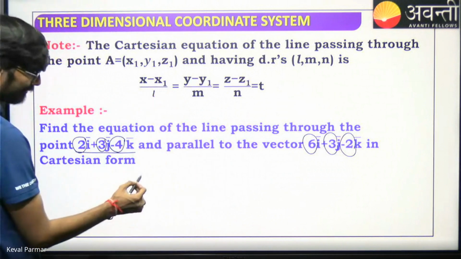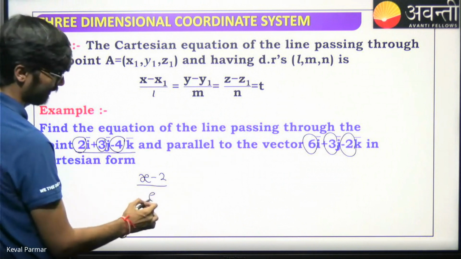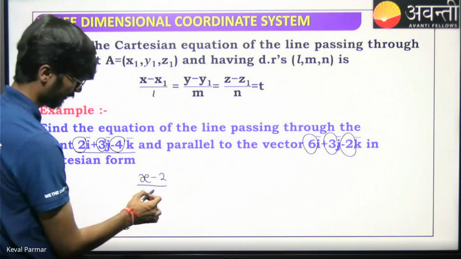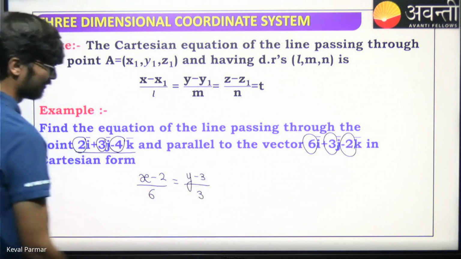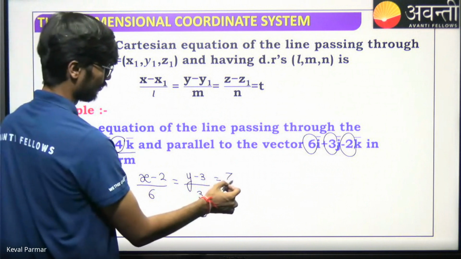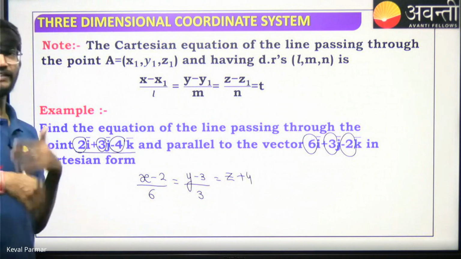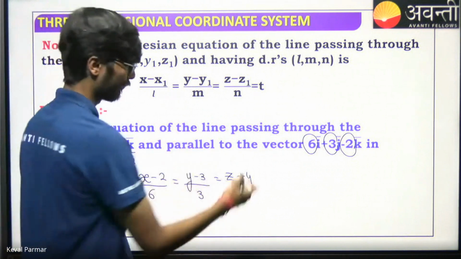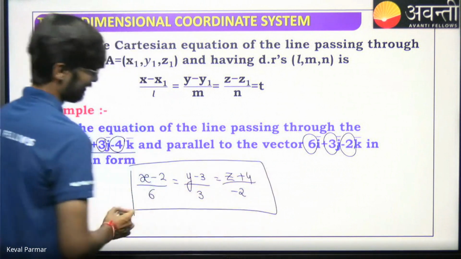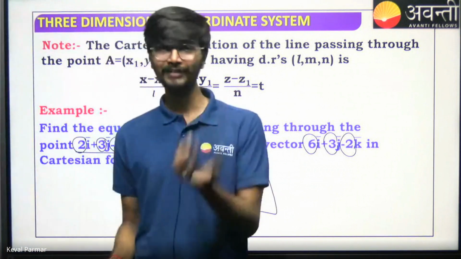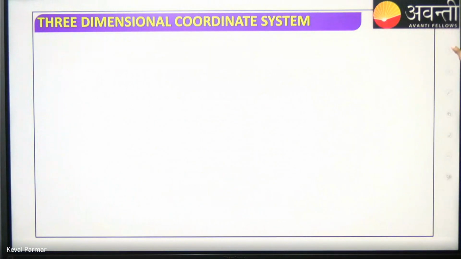So the equation will be x minus x1 upon DR 6 is equal to y minus 3 upon 3 is equal to z plus 4. Please remember here, z minus of minus 4, that will be z plus 4 upon minus 2. This is my equation. There is no need to write t always. We can leave the equation here itself. Let's see what we have next.